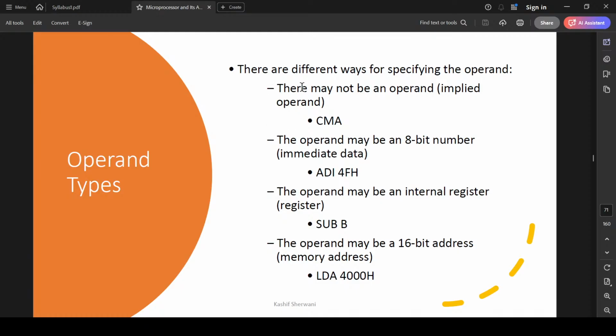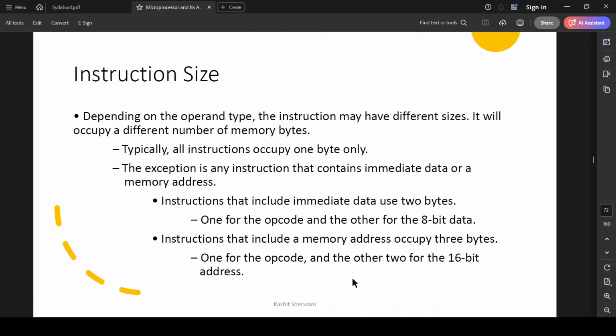Operand types. There are different ways of specifying the operand. There may not be an operand, an implied operand. Yes, we know this does not need any operand. An 8-bit number operand, immediate data, ADI. Internal register, yes, B. The operand may be 16-bit, yes, LDA.